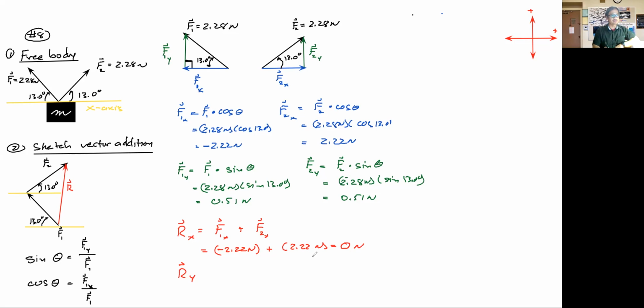If you notice here, on the x-axis there's nothing. There's no part of this vector that points along the x-axis, which leads us to conclude that the resultant vector is either going to be pointing straight up or straight down. That's what you want to make sure you keep in mind. So with that said, let's calculate the y component of this resultant vector.